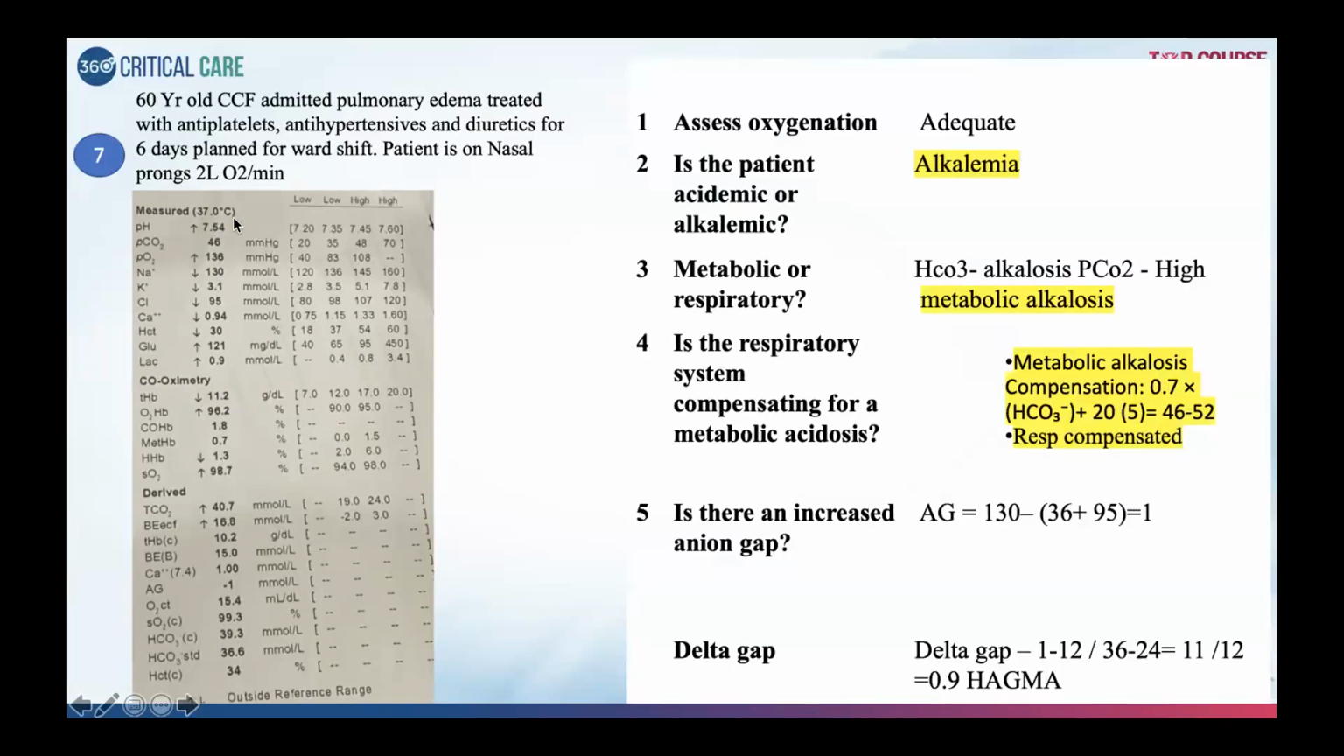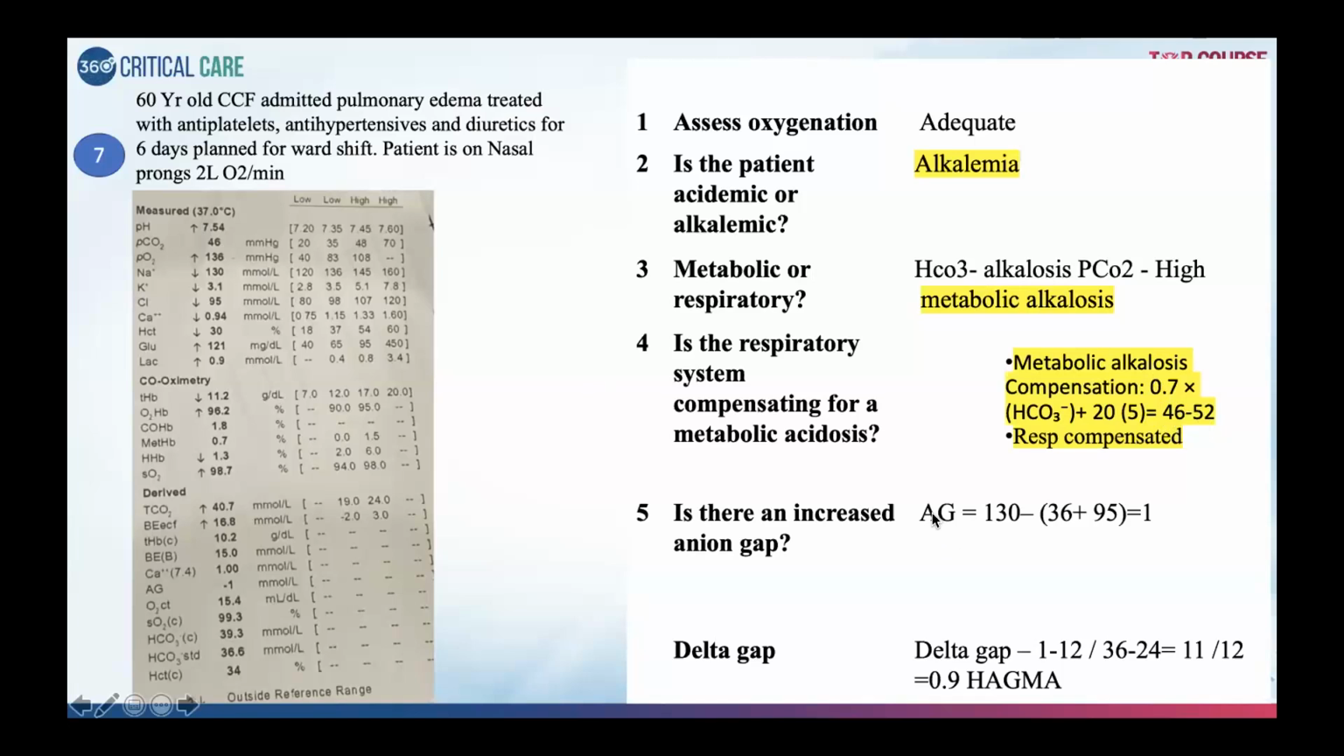So this is obviously alkalemia. So PCO2 is 46 and bicarb is 39. pH and bicarb go on the same side. It is metabolic. So alkalemia, metabolic. So this is metabolic alkalosis. The compensation formula is 0.7 times bicarbonate plus 20 plus or minus 2. So you have the expected PCO2. Expected PCO2 is 46 to 52. So you have almost in the same range. It's a compensated metabolic alkalosis.